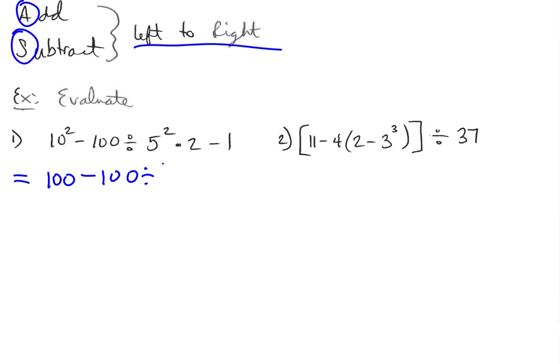It can be tempting to do too much at once, and that's usually where mistakes happen with order of operations. So I have 10 squared turning into 100, then I'm just copying down the minus 100 that followed it, and then the division sign. But when I get to the next exponent, I'm going to evaluate that as well. So 5 squared would be 25. And then I'm going to again copy everything else down. So times 2 and then minus 1.